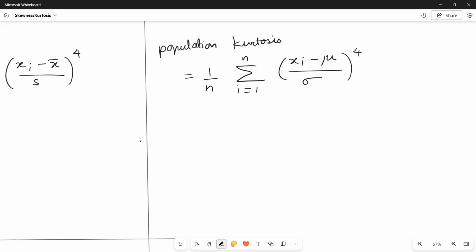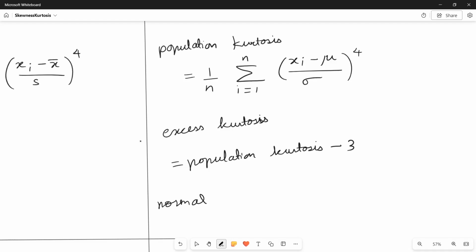And excess kurtosis, population excess kurtosis, will simply be population kurtosis minus 3. And you can say that the normal distribution has a kurtosis of 3.